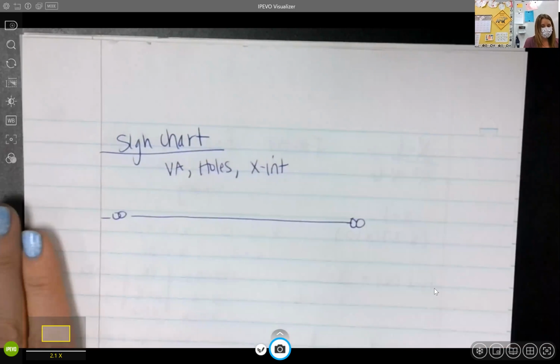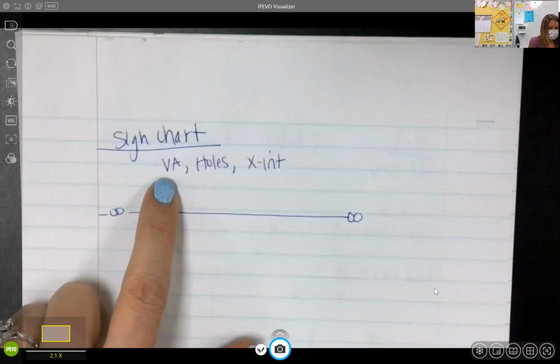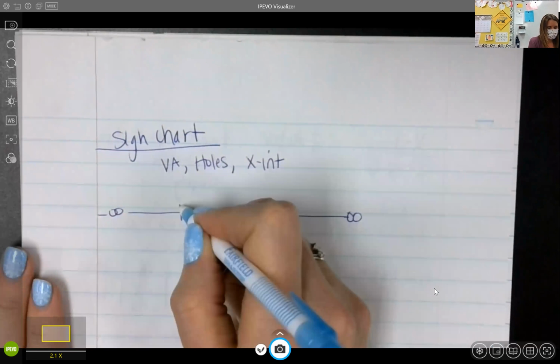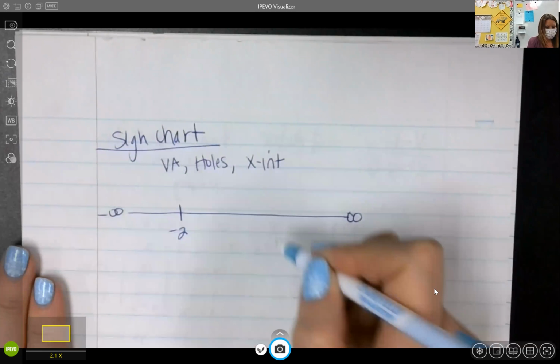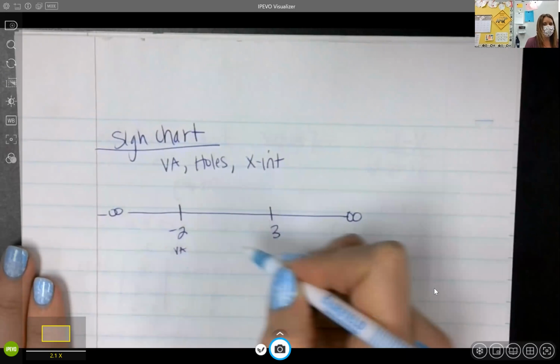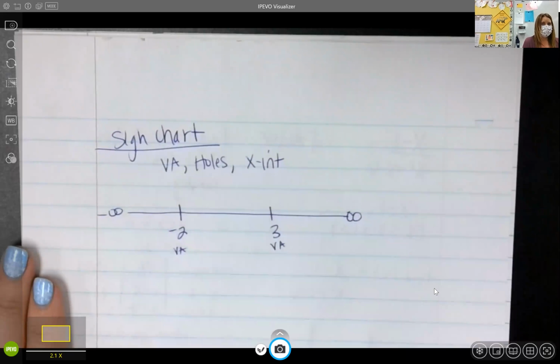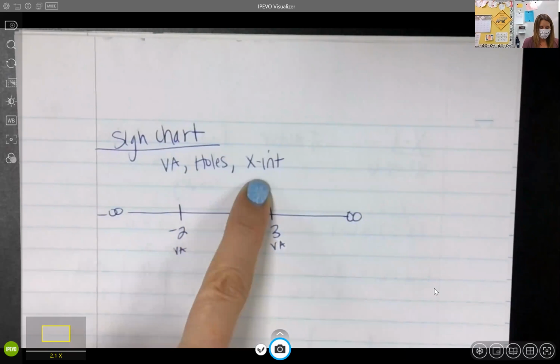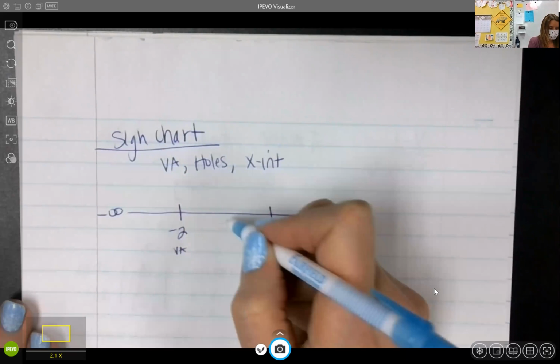what were the vertical asymptotes? We've got -2, +3, okay? And if you want, you can write vertical asymptote so you know where that number came from. Okay, there were no holes, and then the x-intercept was at 1.